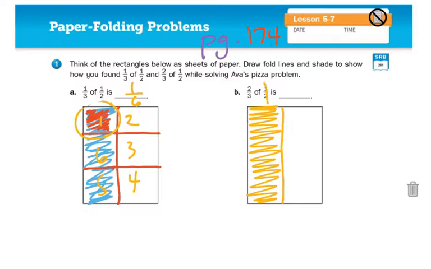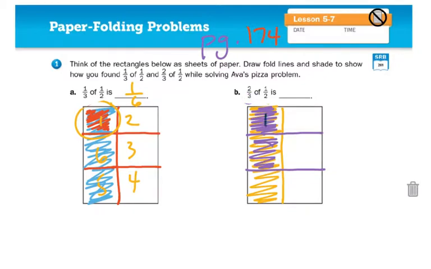That's our 1/2. So we're done with that part. Now we need to find 2/3. So we have to divide it now into thirds: 1, 2, 3 equal parts. I'm now going to shade 2/3 of what was originally shaded. 1/3, 2/3. So what is 2/3 of 1/2?